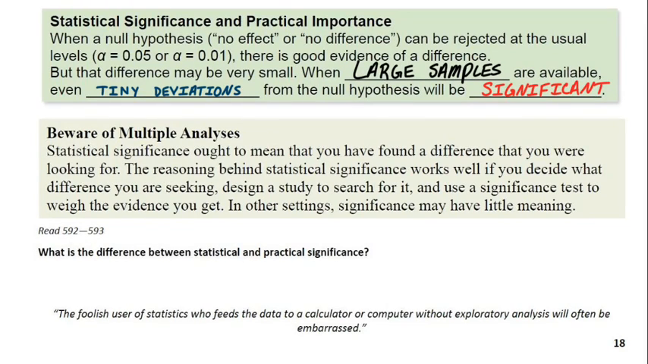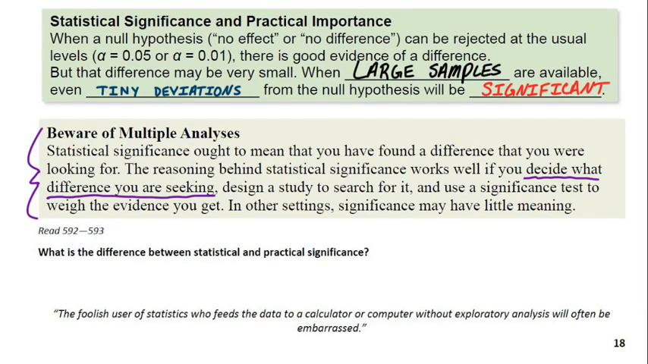So the next part here says beware of multiple analyses. Statistical significance ought to mean that you have found a difference that you were looking for. The reasoning behind statistical significance works well if you decide what difference you're seeking, design a study to search for it, and use a significance test to weigh the evidence you get. In other settings, significance may have little meaning. We're going to look at that.